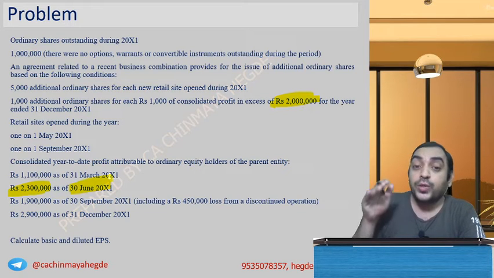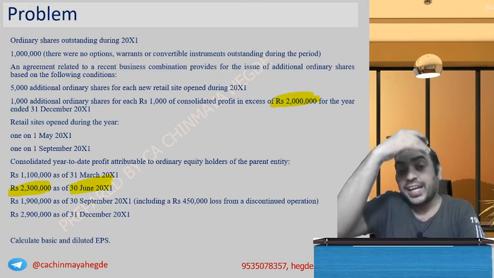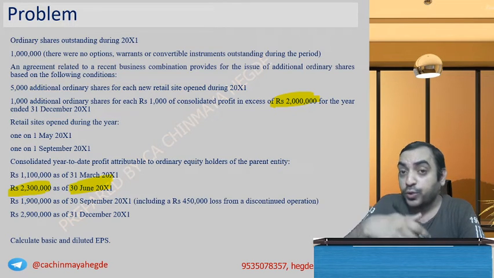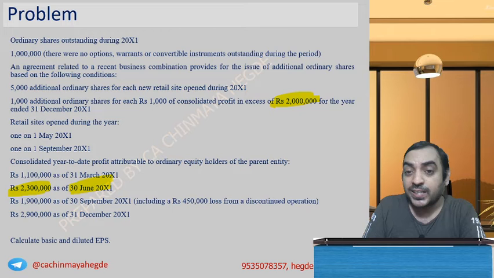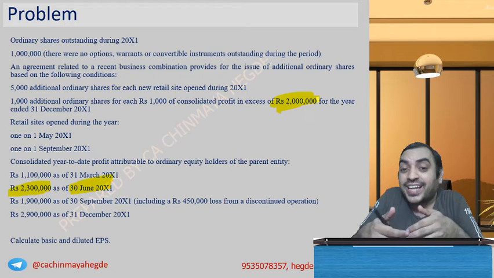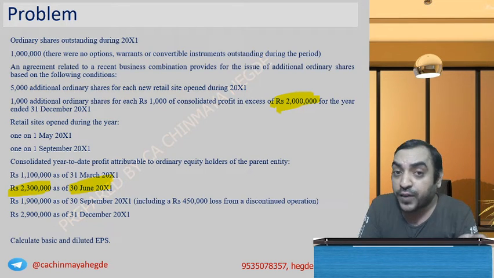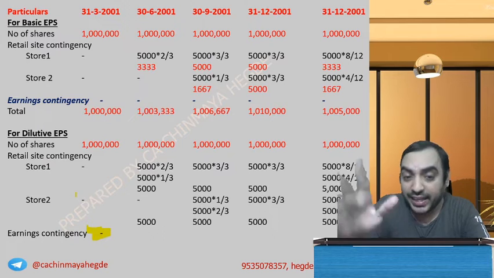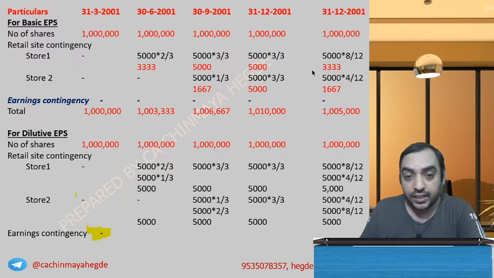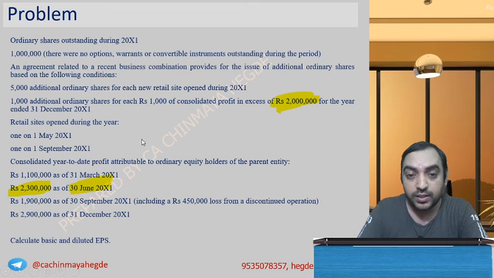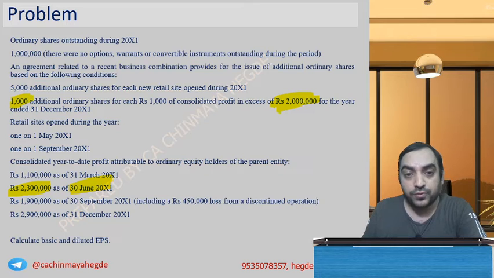So if you deem June end to be the end of the contingency period, 23 lakh is crossed. So if you were to satisfy the condition on this date, did you satisfy as on this date? Yes, take it fully for the contingency period. Take it fully. How many shares are issuable? 1000 additional shares for each 1000 of profit in excess of 2 lakh.